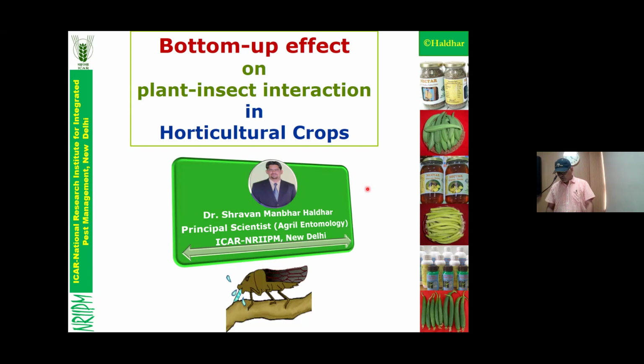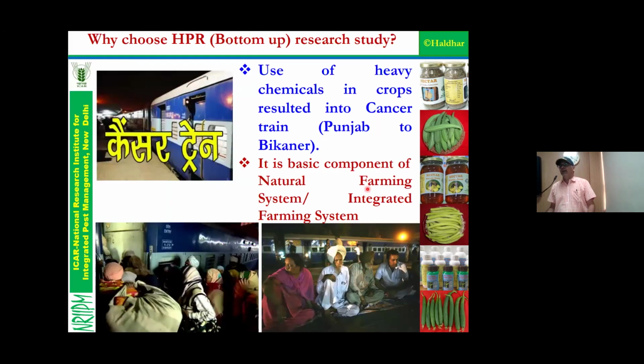When I joined CIAH Bikaner as a scientist in 2009, I saw one train that came from Punjab to Bikaner. The train's name is the cancer train. I thought, what is the major problem in this area? Most of the people told me that maximum pesticide is used in the Punjab area. That's why there is one cancer patient in each family. They all come to Bikaner because the government hospital is very good. So the train name is the cancer train.